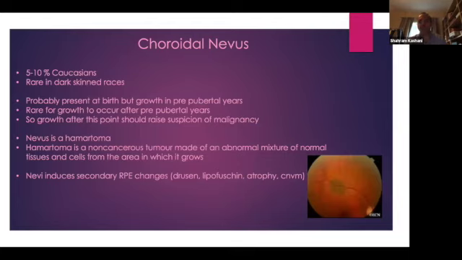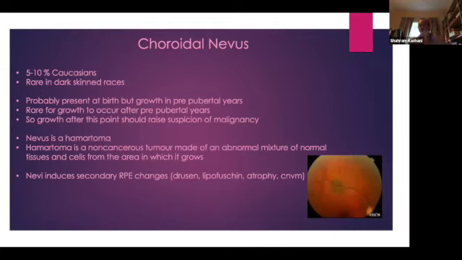And a nevus is what we call a hamartoma, which is basically a non-cancerous tumor, which is made up of abnormal mixtures of normal tissue from the surrounding area. So you've got to think of the nevus as something that you're born with. It probably grows a bit until you reach adult stage, and then it should remain stationary.